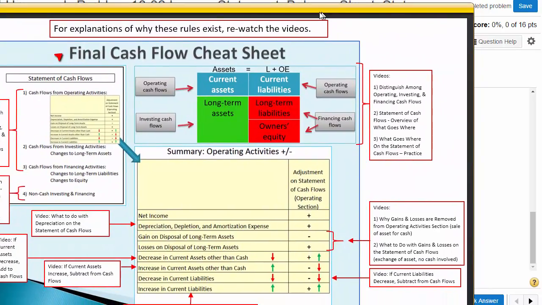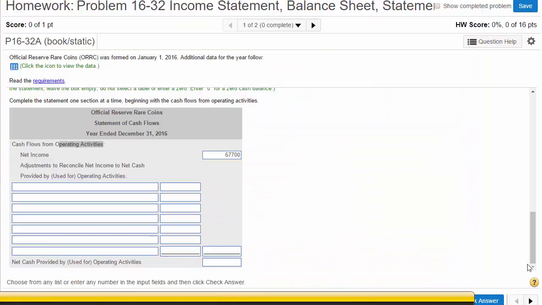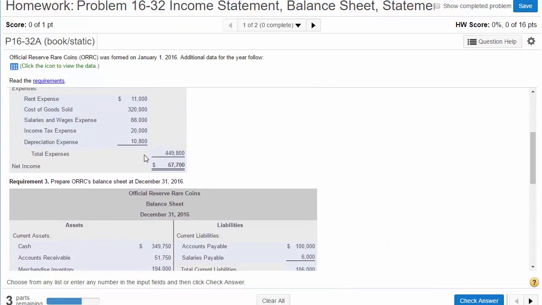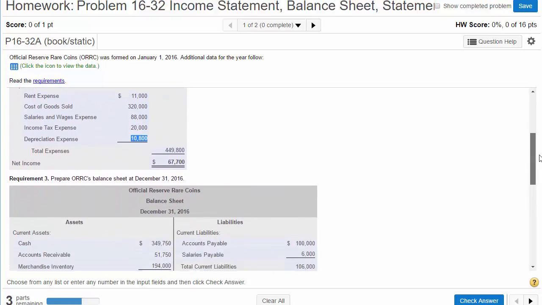What goes in the operating section, this section right here, but blown up right here so you can see it better. After net income, we have depreciation. Then gains and losses are backed out. Then we have to analyze our changes to current assets and changes to current liabilities. So we've done net income. Let's do depreciation. So what was our depreciation expense? It was 10,800. We get that, of course, from our income statement.